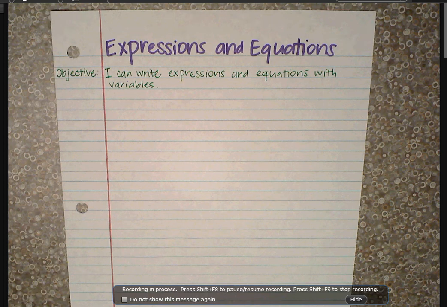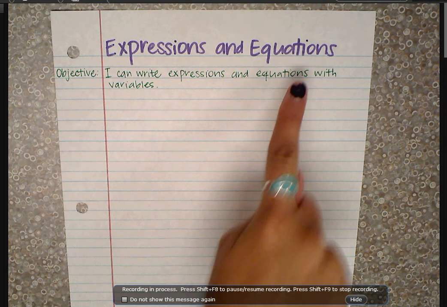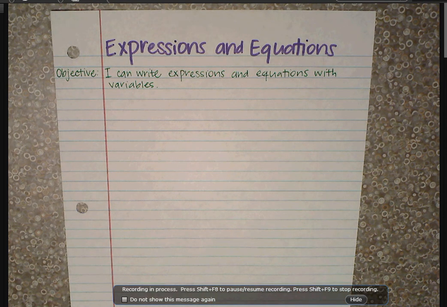Okay, students, welcome to your second set of the Flip Classroom Notes. Today we're going to talk about expressions and equations. Okay, today's objective is I can write expressions and equations with variables.